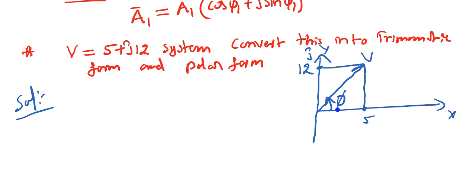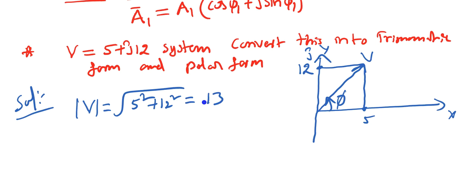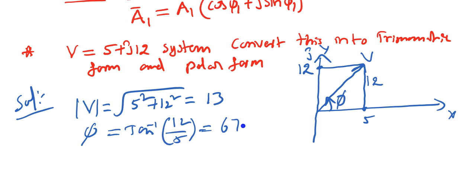If you want the magnitude of this, how will you write it? You know how to write it: 5 square plus 12 square. So this magnitude is going to be 13. How will you find the phase angle here? The phase angle is the opposite by the adjacent, so you will get tan inverse of 12 by 5, which gives 67.38 degrees. So this is what we are getting.